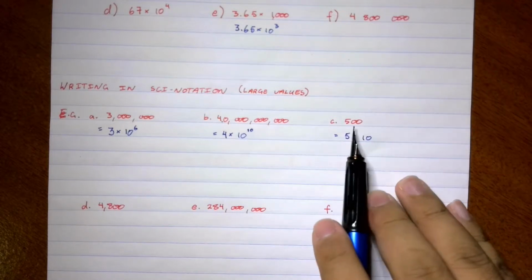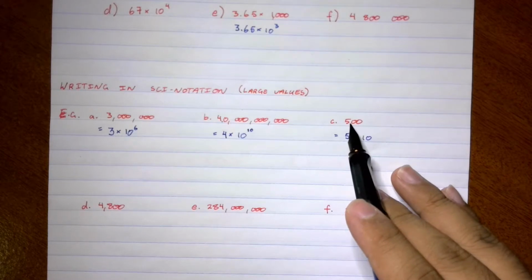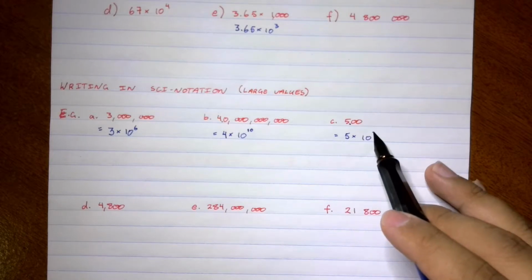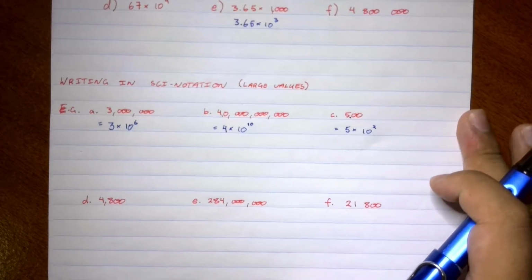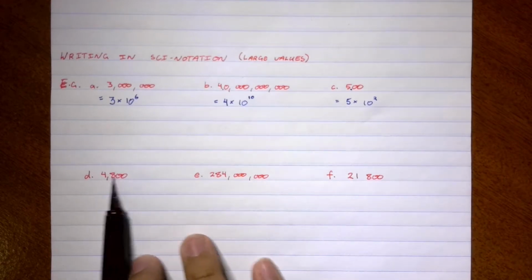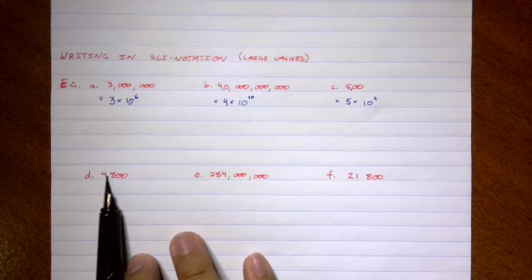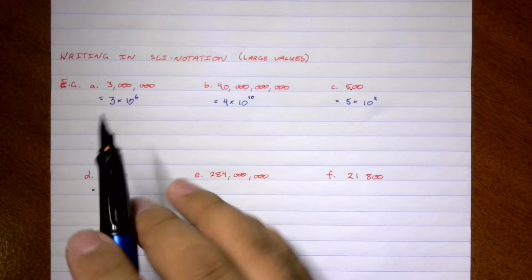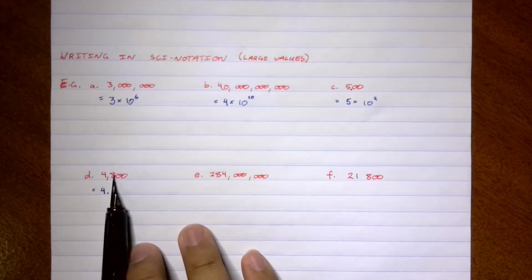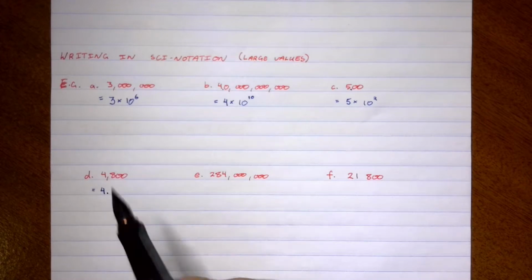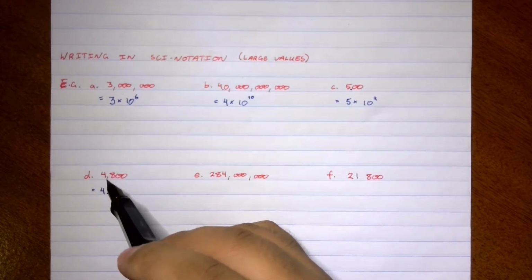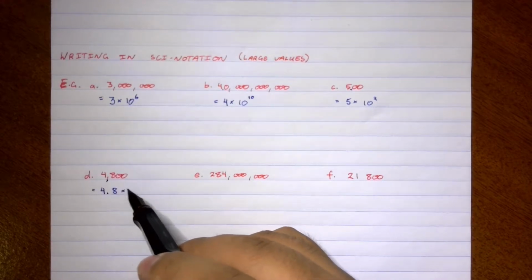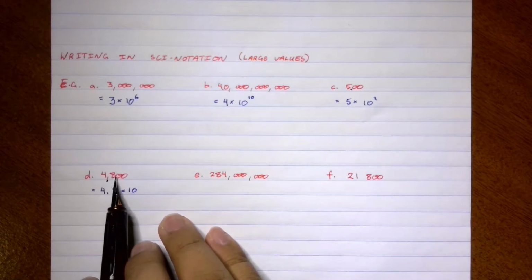times 10. So we put a little dot behind the 5, and we count how many numbers are behind it. So 1, 2, put the number 2. Even if it's a number like this, we always take the leading number, so 4. So this is going to be 4 point, and we take every digit that is not a 0 here. So 4.8. We still count how many numbers are behind the leading number. So 4.8 times 10, and then we count 1, 2, 3.